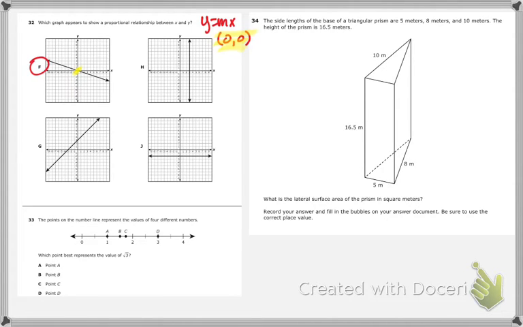33 says, the points on the number line represent the values of 4 different numbers. Which point best represents the value of square root of 3? This is just a calculator problem. Square root of 3 is approximately 1.73205. And so we know 1.7 is not exactly in the middle, right? So it can't be B and it can't be A, and it obviously can't be D. So the answer would be C, point C.